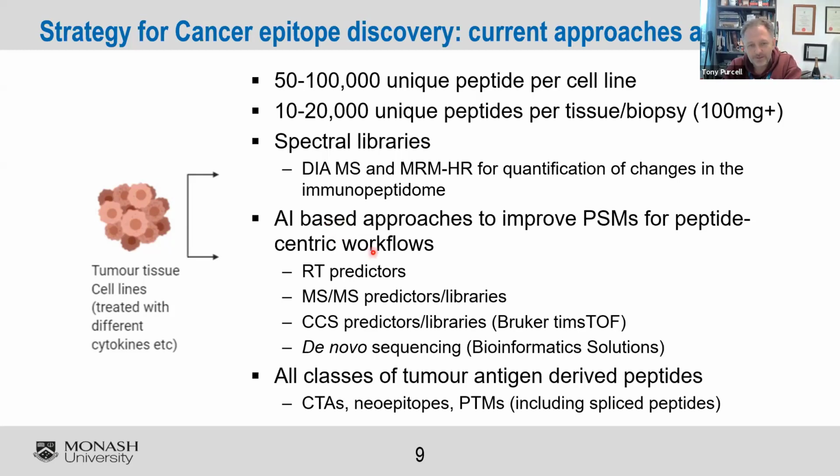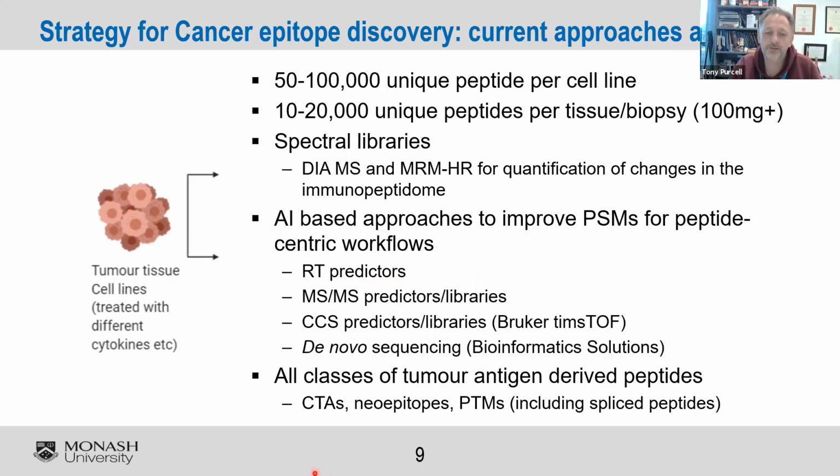So retention time predictors, not my personal favorite, as you may already have heard. MS/MS predictors, or the use of extensive libraries based on a large database we have of identified peptides. We've been particularly interested in looking at predicting collisional cross-sectional areas from data, particularly from the Bruker timsTOF. And obviously de novo sequencing and the work with the guys at BSI.